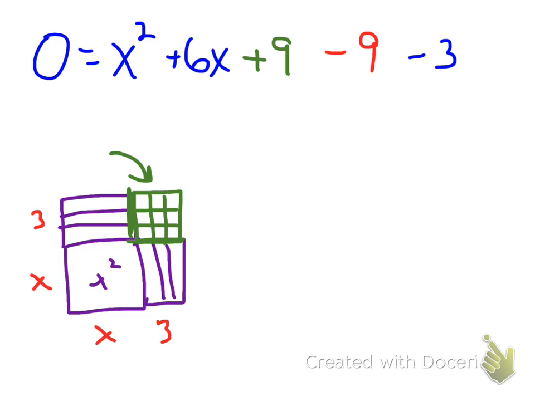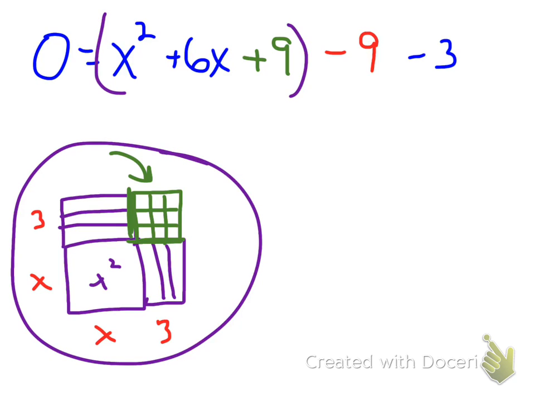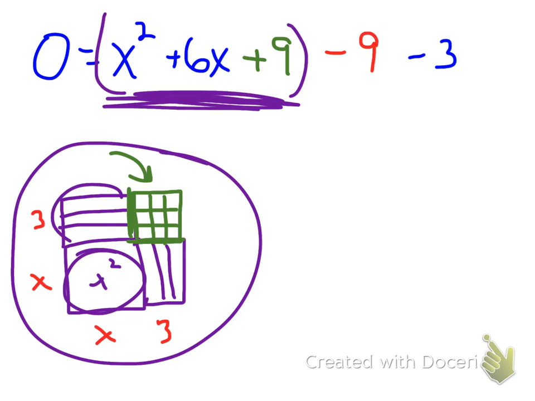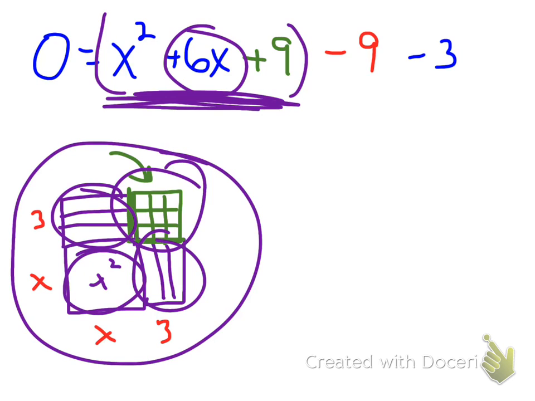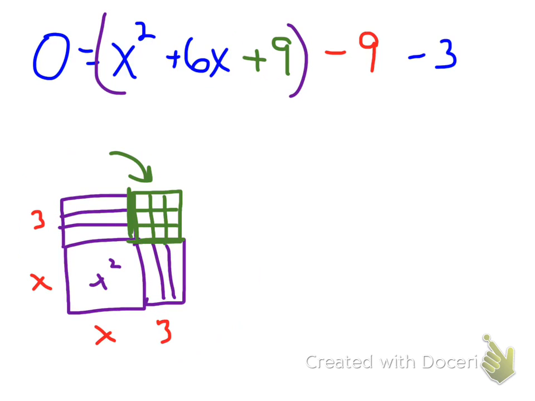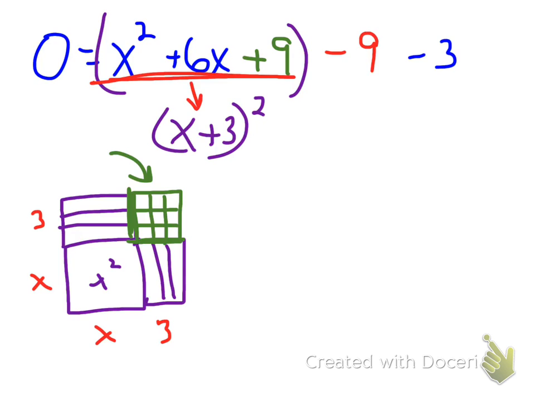So now, looking at my equation and my diagram, I have a square. In the parentheses here is my square. You can look at the diagram. I have my x squared, my 3x is here, and 3x is here, giving me my total of 6x. And then I have my 9, which is right there. So my square is now set up as an x plus 3 square. If we would go through and factor this, it would factor into x plus 3 times x plus 3, which is an x plus 3 square.